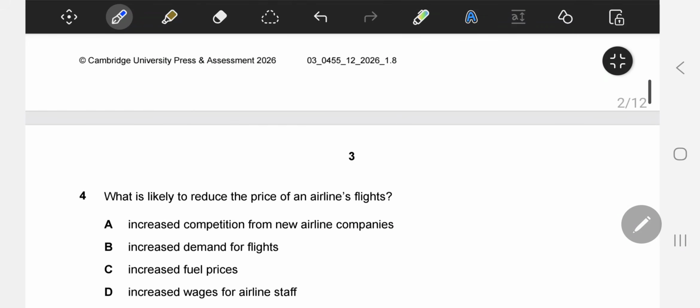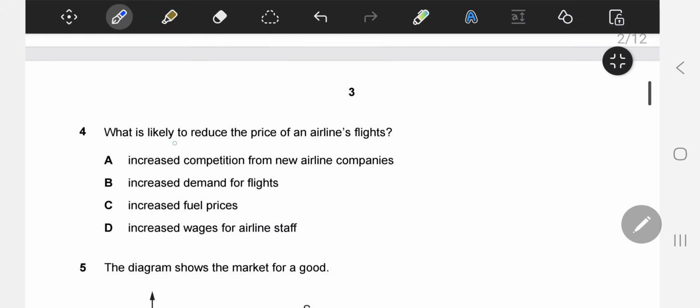Okay, let's go to question 4. What is likely to reduce the price of an airline's flights? Okay, increase competition from new airline companies. This could do. Let's put a dot there for now. Increase demand for flights. An increase in demand will shift demand curve to the right. This is going to increase prices. Increased fuel prices is going to increase prices by shifting supply curve to the left.